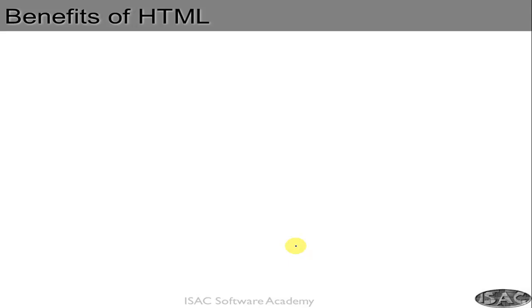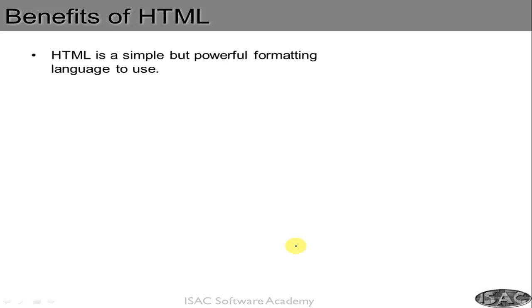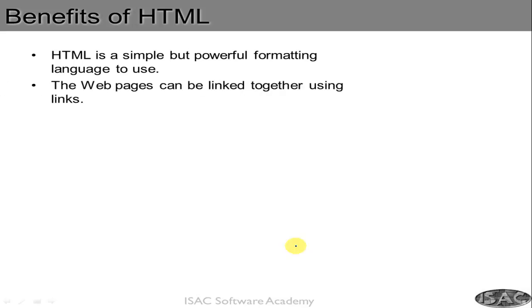Now let us see what the benefits of HTML are. Now that we have understood HTML, let me spend a few minutes on the benefits of HTML. HTML is a simple but very powerful formatting language to use. The web pages can be linked together using links. HTML documents are device independent. What it means is that the same HTML page can be displayed on mobile, tablet, or desktop.